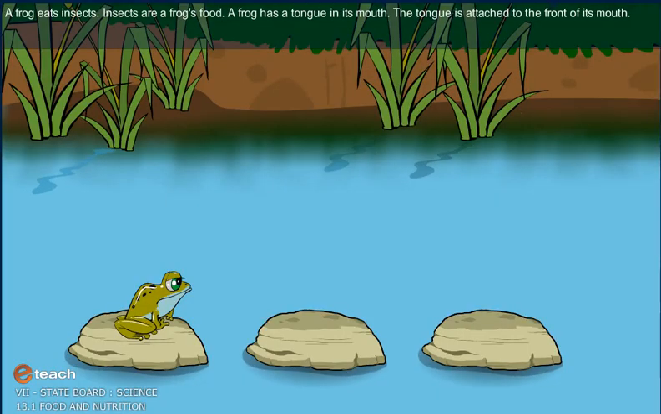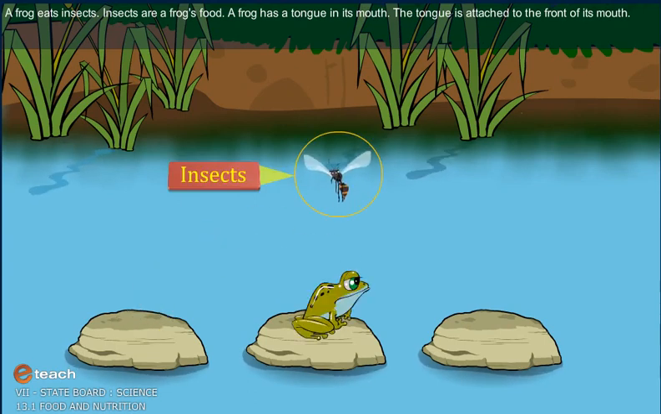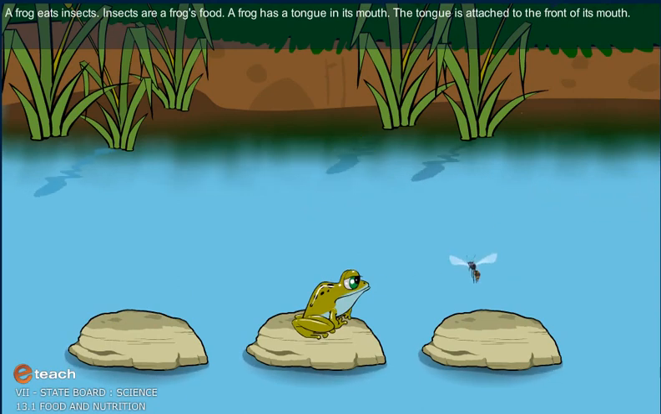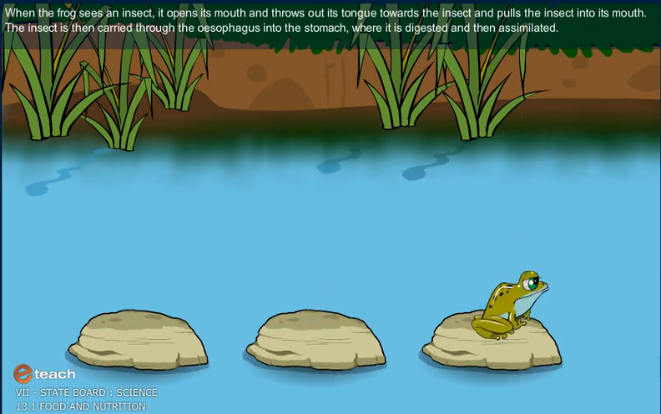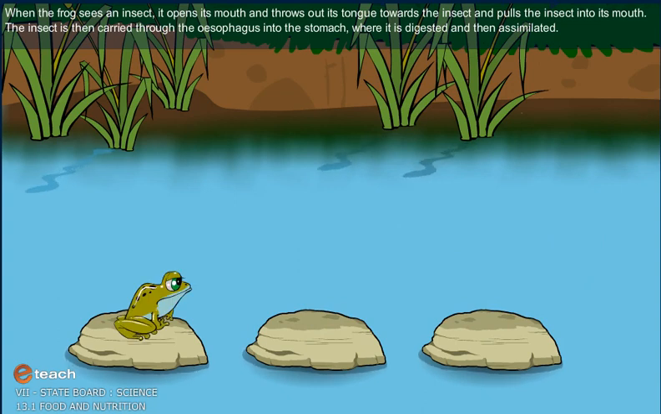A frog eats insects. Insects are a frog's food. A frog has a tongue in its mouth. The tongue is attached to the front of its mouth. When the frog sees an insect, it opens its mouth and throws out its tongue towards the insect and pulls the insect into its mouth. The insect is then carried through the esophagus into the stomach, where it is digested and then assimilated.